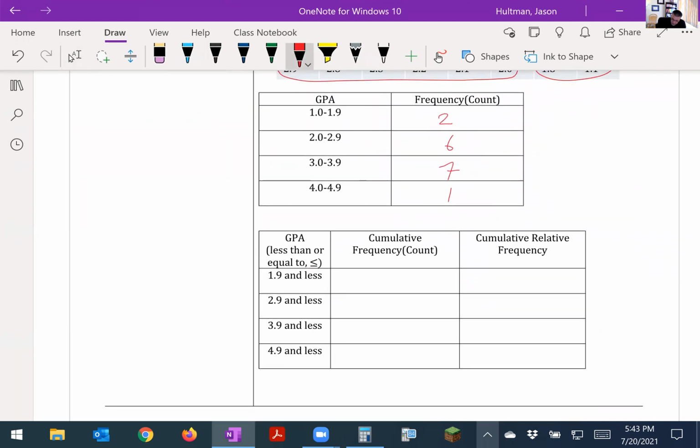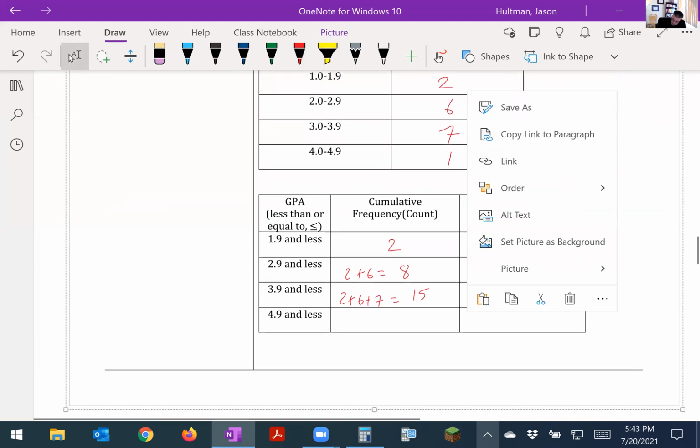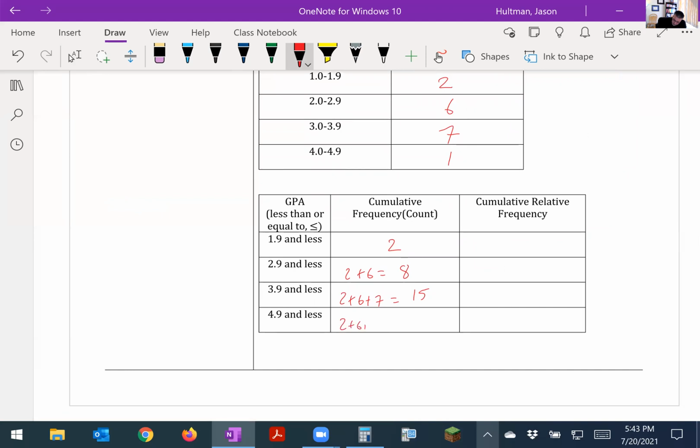Because we want 1.9 and less for the cumulative frequency. It's everything before, right? 1.9 and less, that's going to be 2. 2.9 and less, well, that's 2.9 and everything before. That's 2 plus 6, which is 8. 3.9 and less, that's 2 plus 6 plus 7, which is 15. And then 4.9 and less, that's going to be everything. 2 plus 6 plus 7 plus 1, which is 16.